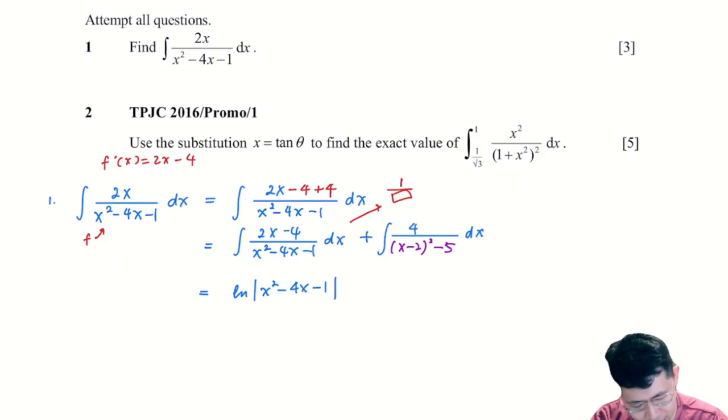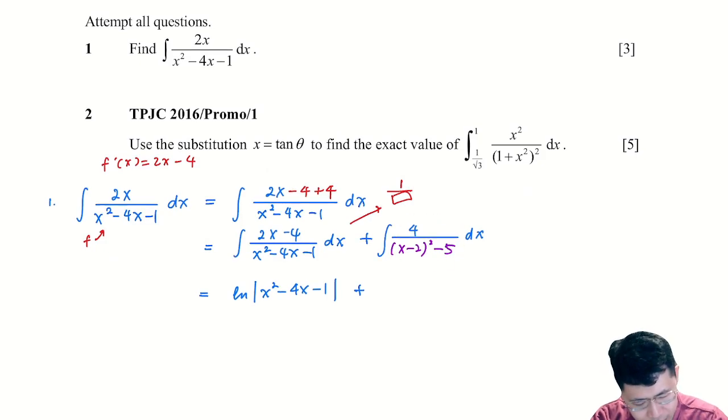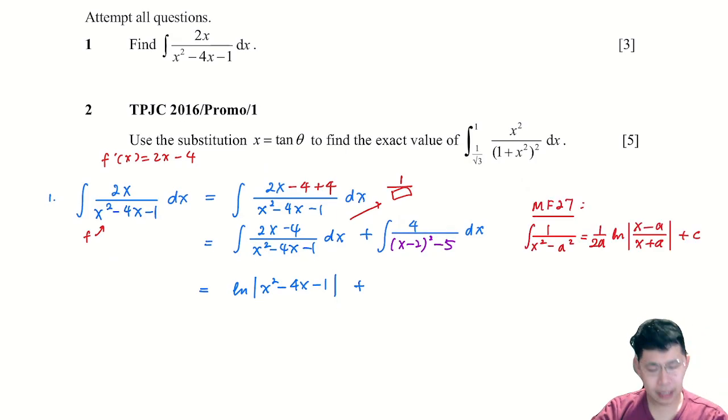Next, plus the next term. The reason why I complete the square is because I can match it to one of the formulas in our MF27, which is right up here. As you can see, we need to express it as a difference between two squares, hence we need to complete the square, and just apply this formula directly.